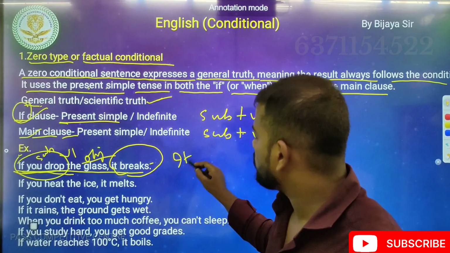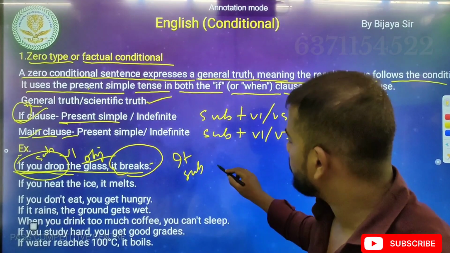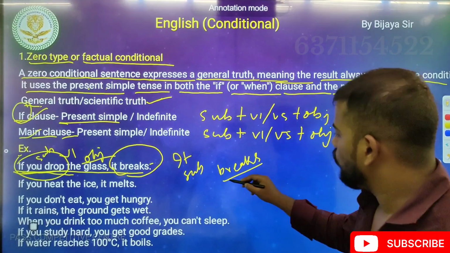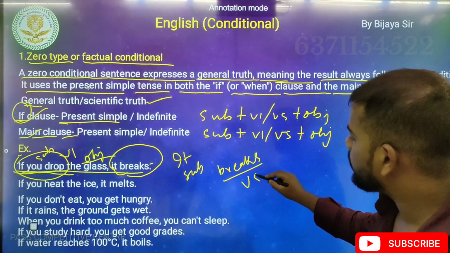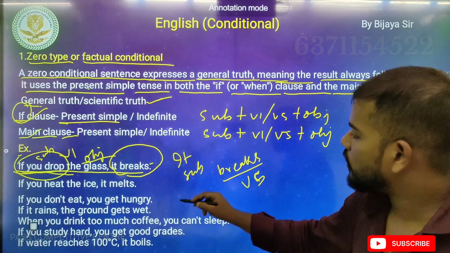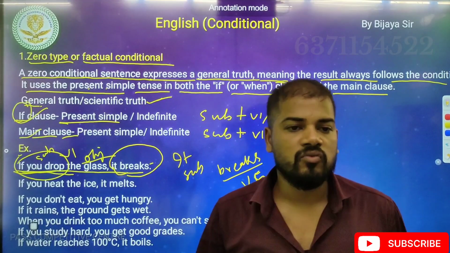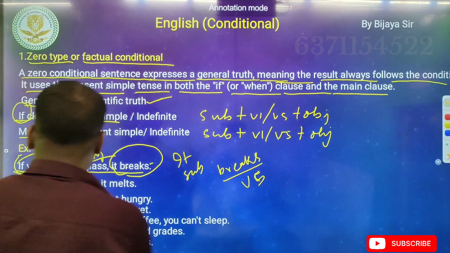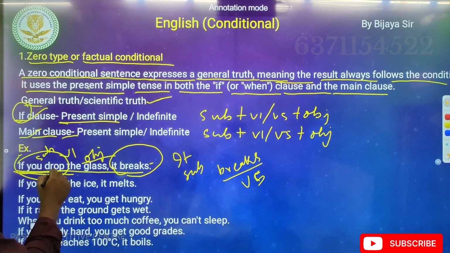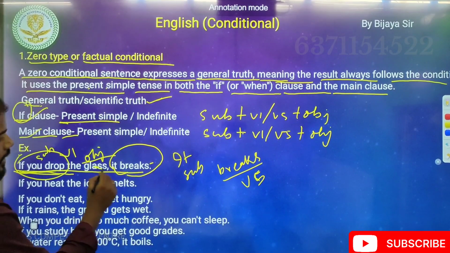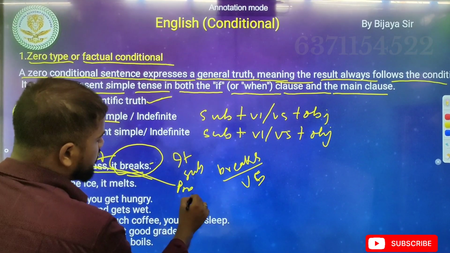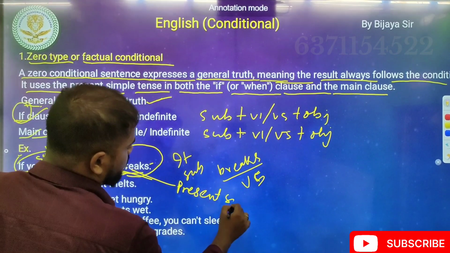It is the third person. This one is the subject, dear student, and breaks is the V5 form, so this one is subject plus verb fifth form. It means present simple. I mean our if clause is present simple, as well as our result clause or main clause is also present simple.